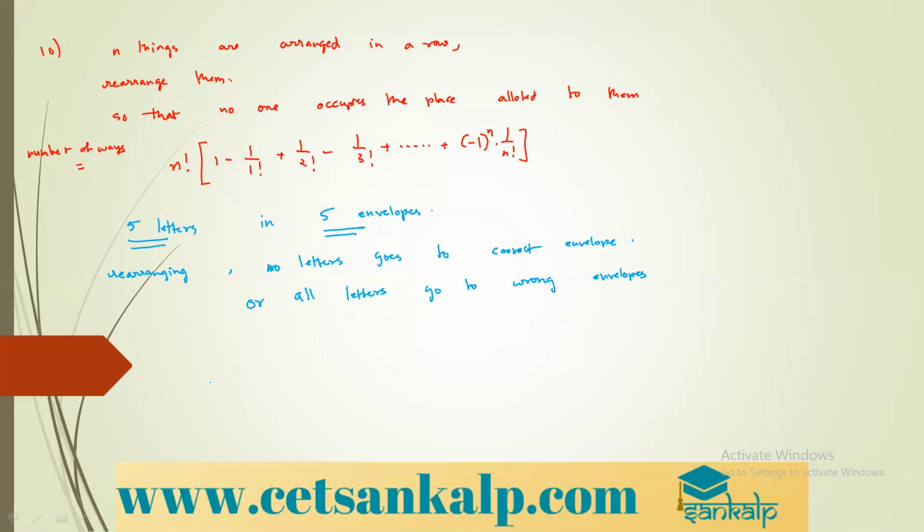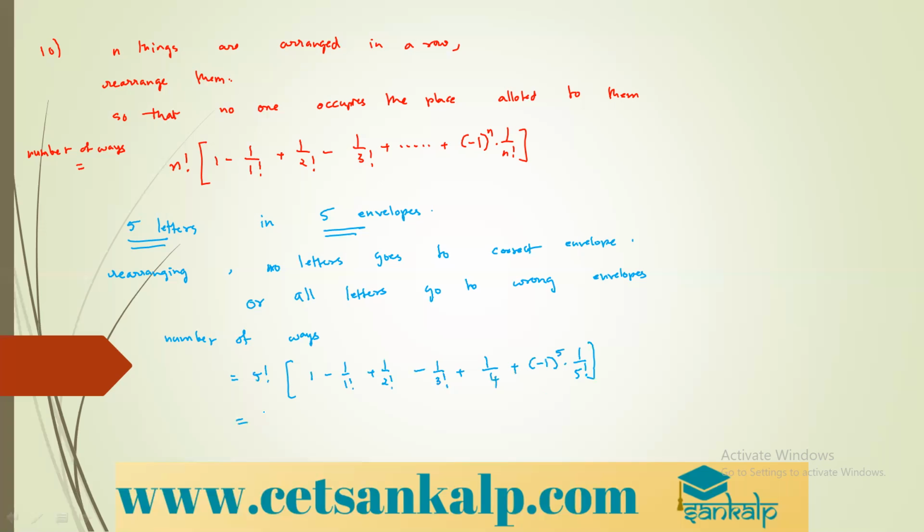Other way of saying. So how many ways can this be done? Number of ways. So I will take first 5 factorial. Then I will take 1 minus 1 by 1 factorial plus 1 by 2 factorial, minus 1 by 3 factorial plus 1 by 4 factorial, and then minus 1 power 5 into 1 by 5 factorial. This will be the last term.